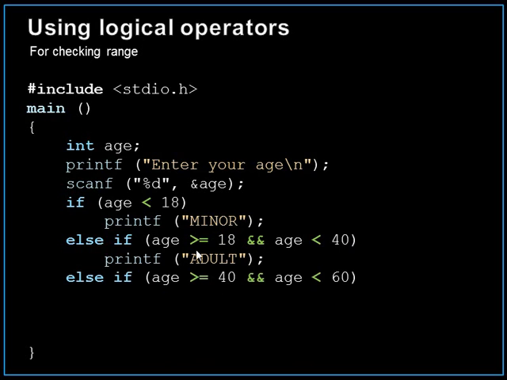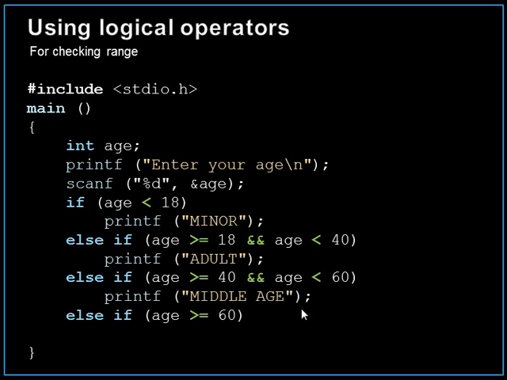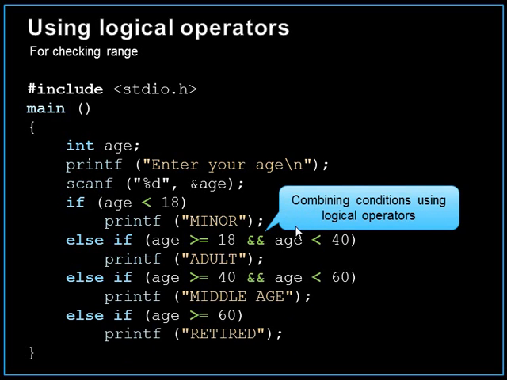Again, we are checking if the age is between the range 40 and 60, then printf middle age. Else if, print retired, right? So we are combining conditions using logical operators.